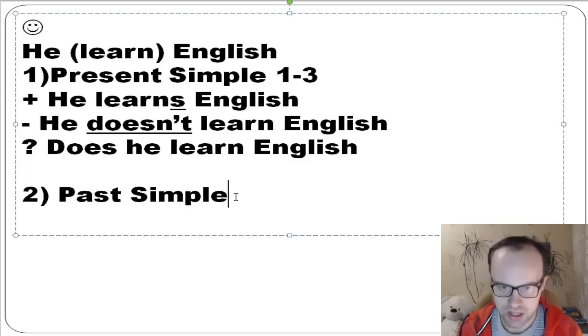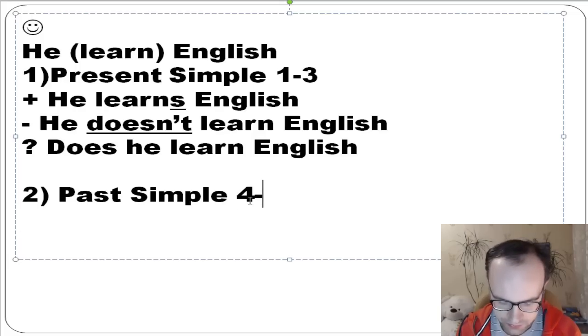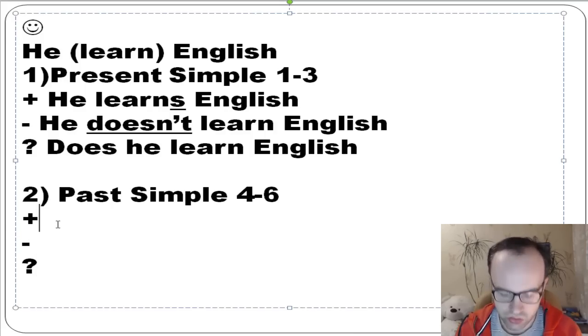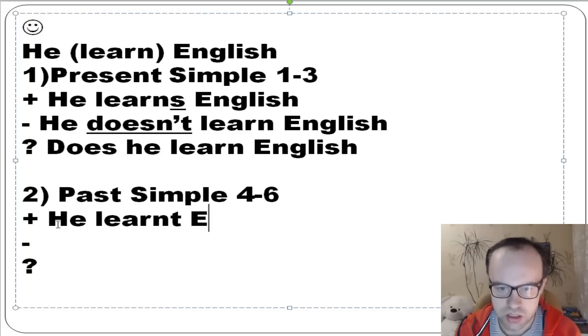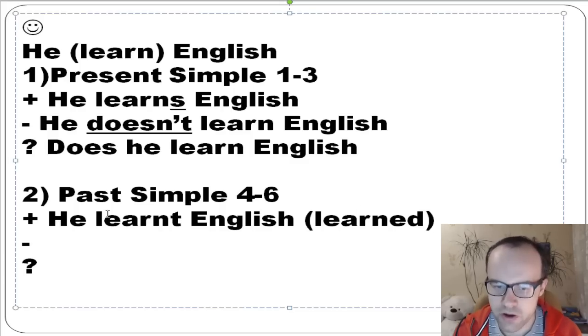Next, past simple. Let's say it in past simple, okay? So from 4 to 6. So a statement, a negative form, and a question. So he. So you need to use the second form. So he learned English. Or you can also say learnt. You know that this verb can be regular and irregular, so both forms are correct. So learned or learnt, it's okay too.